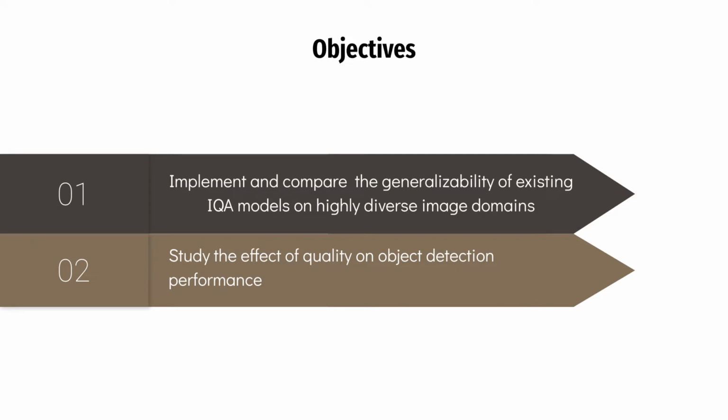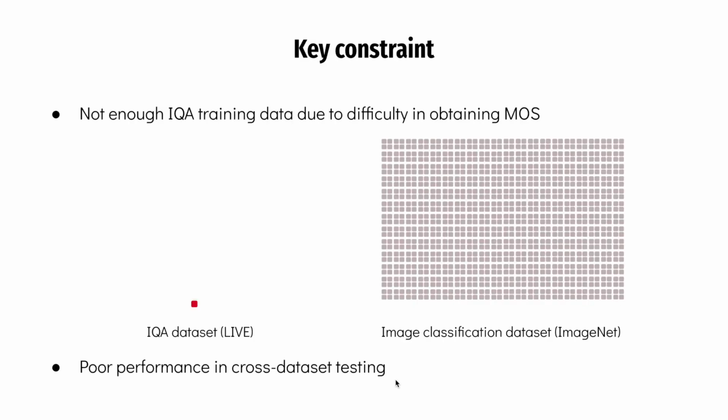We will address these research gaps by first comparing various existing IQA models in terms of their generalizability to a wide range of image domains. Then, we will use IQA to study the relationship between image quality and object detection performance. A key constraint we face is that the widely used IQA datasets are very small. That's because it's hard to get human participants to rate so many images.